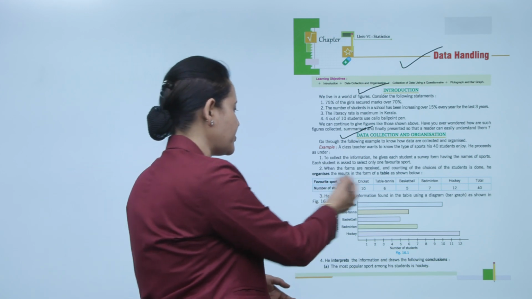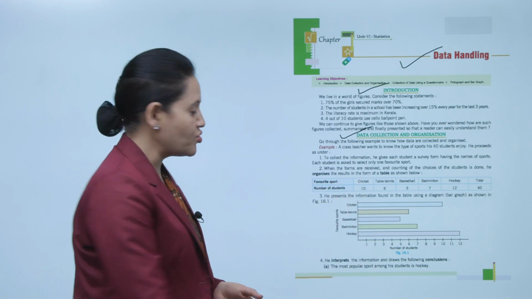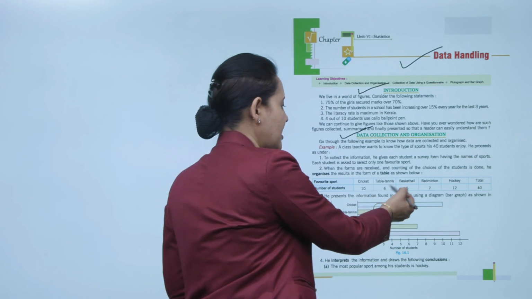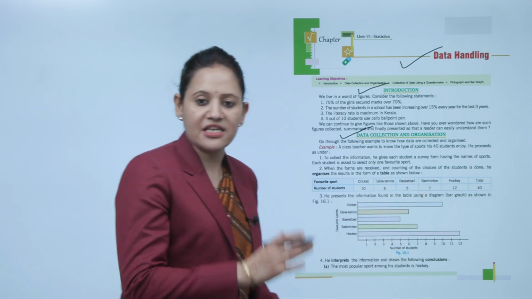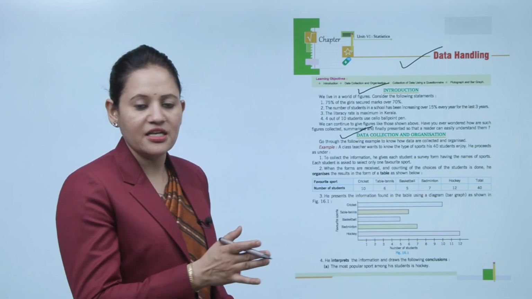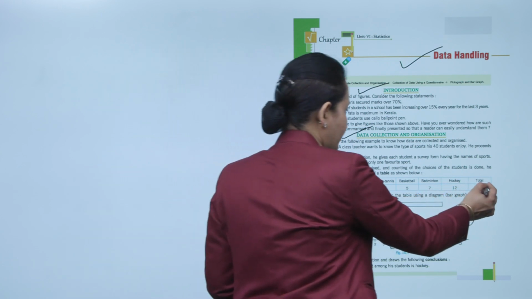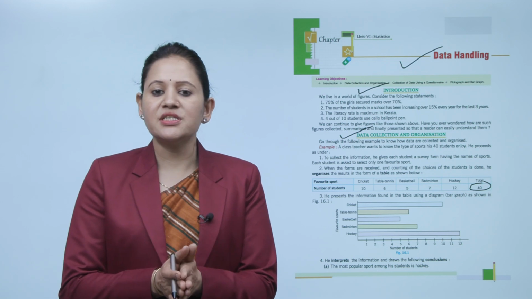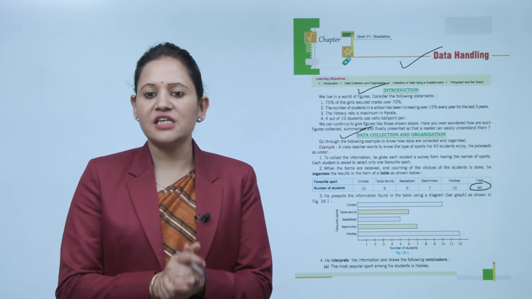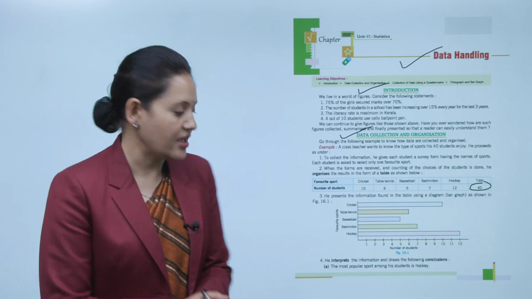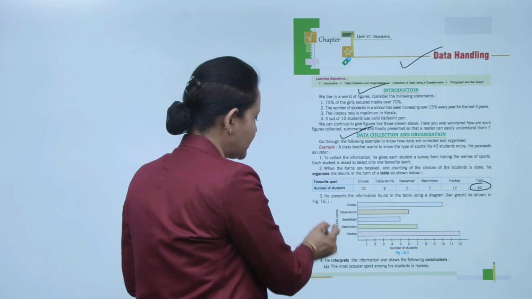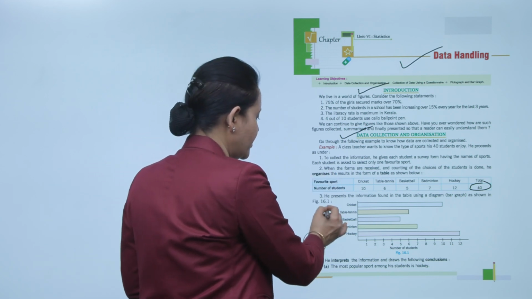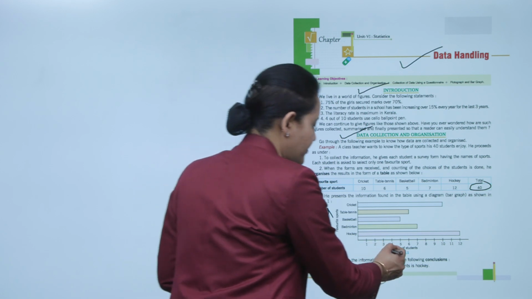Here are the favorite sports and the number of students. 10 students like cricket, 6 table tennis, 5 basketball, 7 badminton, 12 hockey, and the total number of students, that is 40. So, he presents the information found in the table using a diagram or bar graph as shown in the figure. On the vertical axis, they have taken favorite sports, and here, number of students.